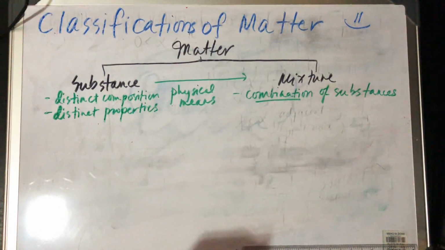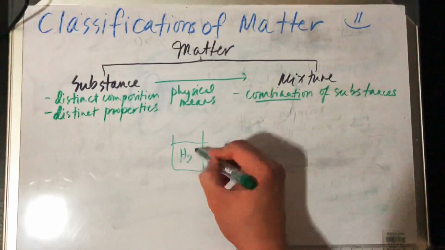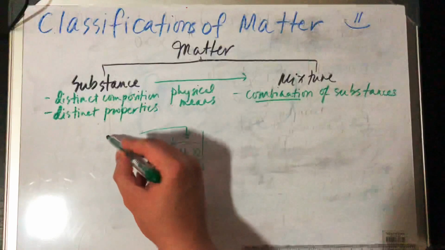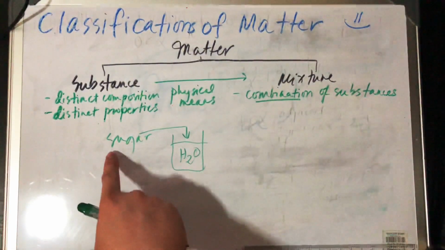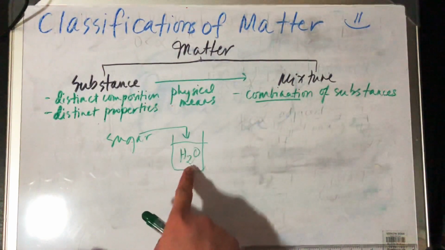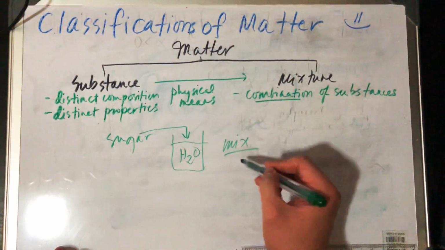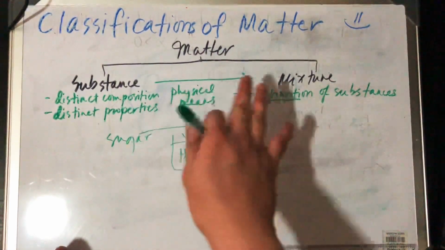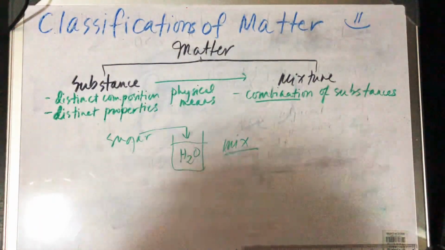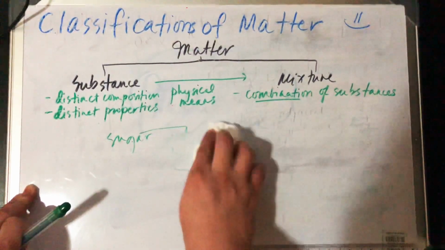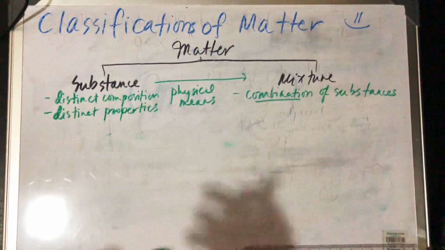For example, let's say I'm going to make a sugar solution. I have here water, and I will put here sugar. I'm just going to put the sugar in the water, then mix it. And mixing is a physical method of making a mixture. So that's the difference between a substance and a mixture.